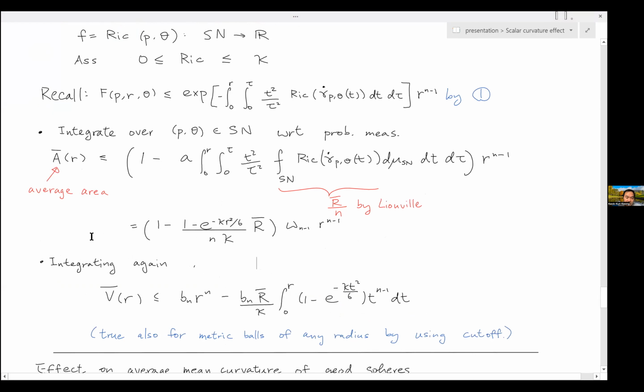So if we integrate again, so this is the average area of the geodesic sphere, and then if we integrate with respect to r, then we get the upper bound for the average volume, and it turns out to be this expression here, right?